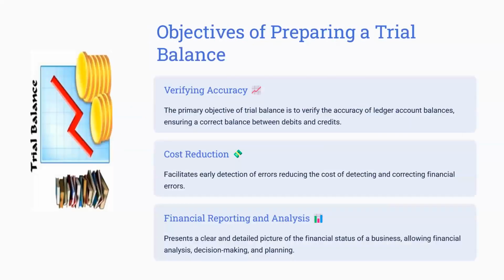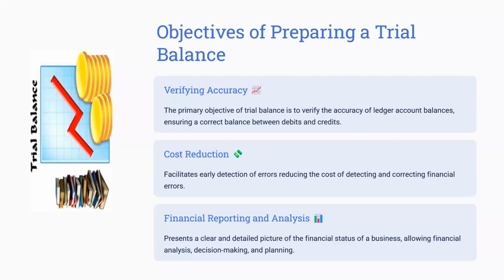The main objectives: why we should prepare a trial balance is to verify accuracy, for cost reduction, and for financial reporting and analysis. Other than that, as we saw, it maintains the arithmetical accuracy of ledger accounts and helps in locating the errors we have made in the ledger accounts. There are many ways and rules to identify and rectify those errors.